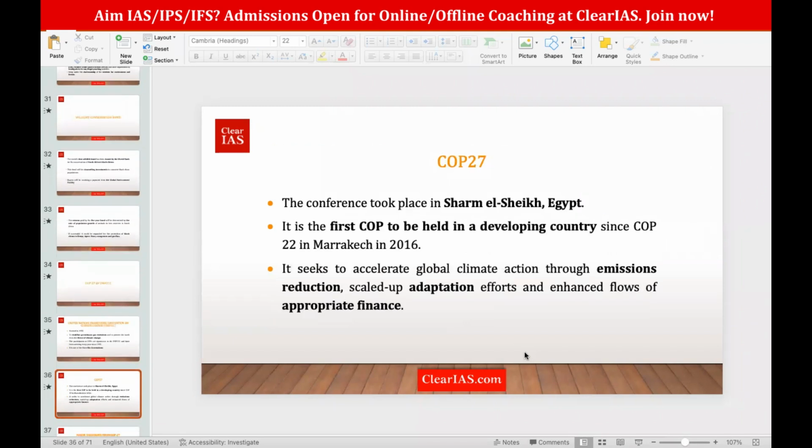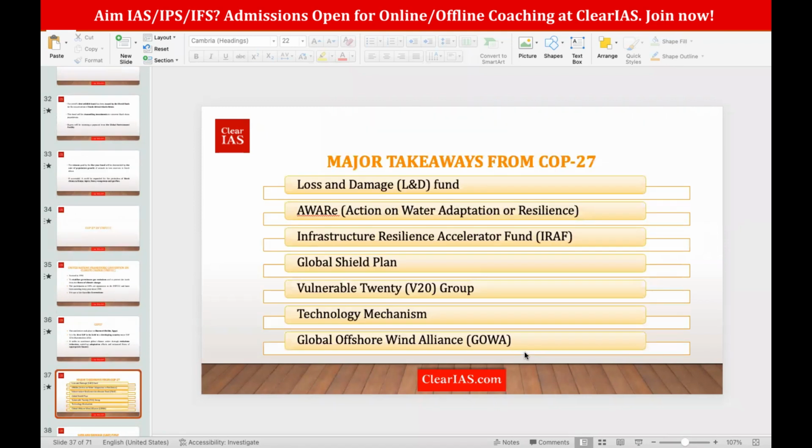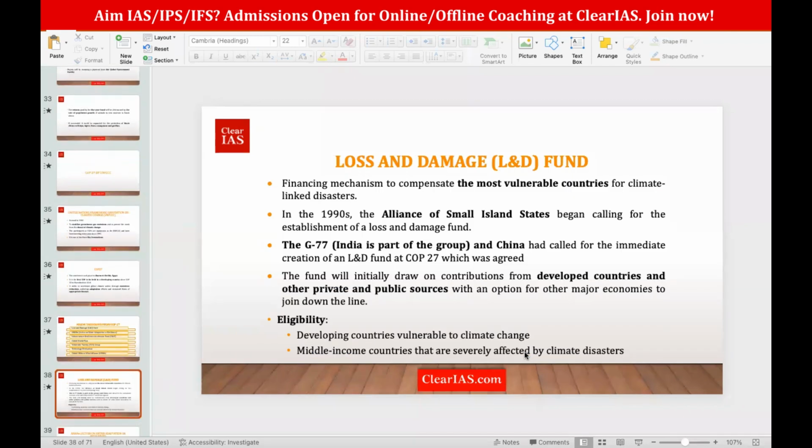Then COP27 happened at Sharm el Sheikh in Egypt. The key takeaways: the Loss and Damage Fund, AWARE, Infrastructure Resilience Accelerator Fund, Global Shield Plan, Vulnerable 20 Group, Technology Mechanism, and Global Offshore Wind Alliance. So you must know them. I hope you remember each of these. The Loss and Damage Fund is for funding countries most impacted by climate disasters, especially developing and middle income countries, and the funding is by the developed countries.